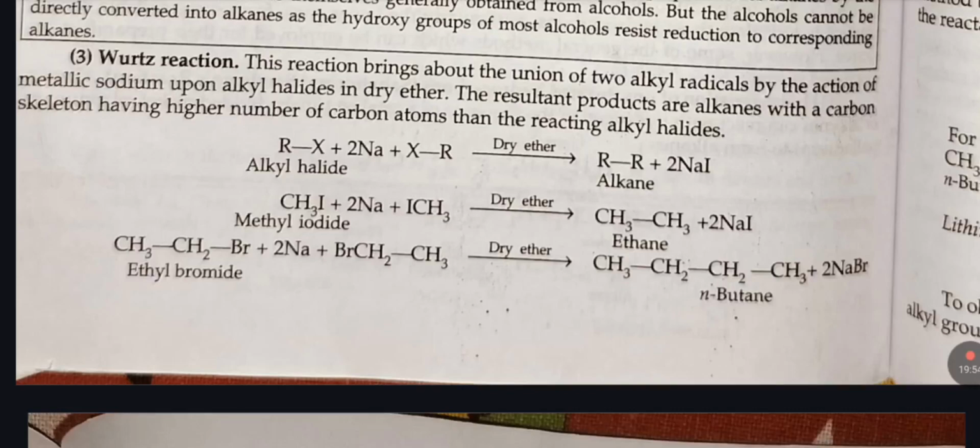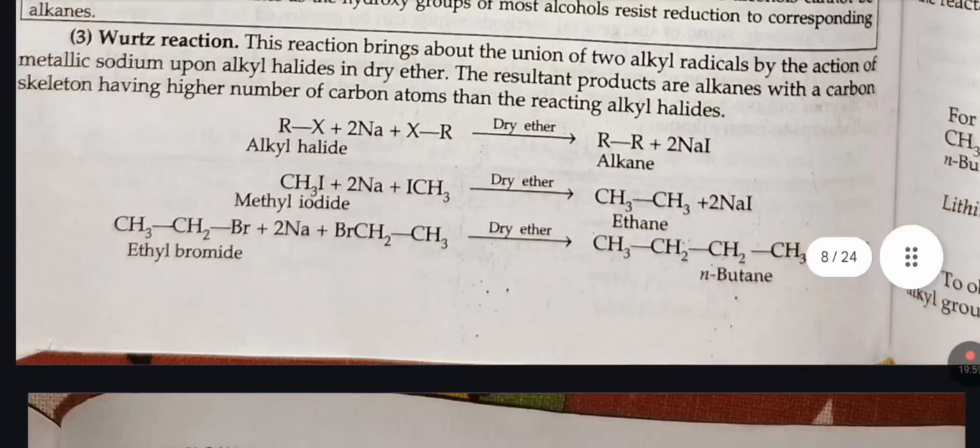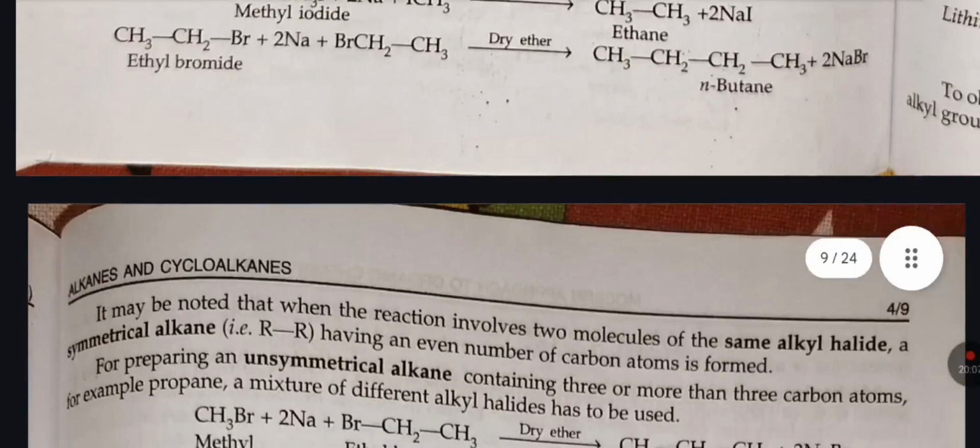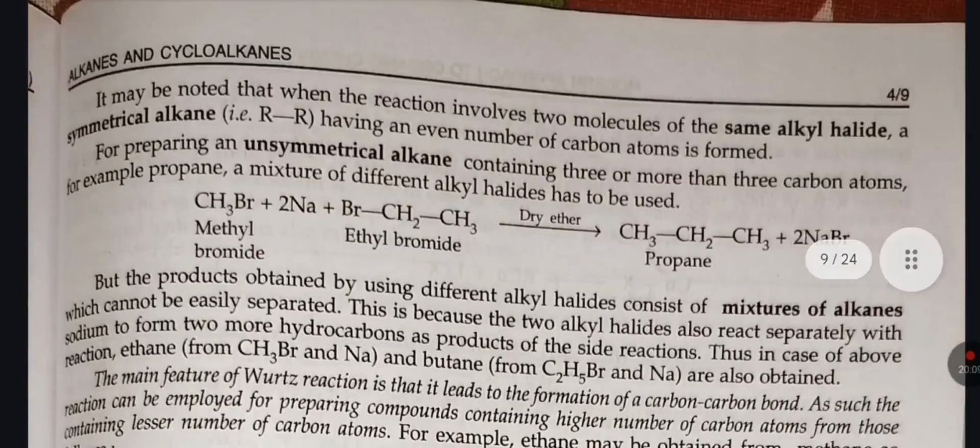Methyl iodide plus 2Na plus ICH3 in the presence of dry ether will give ethane plus 2NaI. Ethyl bromide plus 2Na plus BrCH2CH3 in dry ether will give butane plus 2NaBr. It may be noted that when the reaction involves two molecules of the same alkyl halide, a symmetrical alkane R-R having an even number of carbon atoms is formed. For preparing an unsymmetrical alkane containing 3 or more than 3 carbon atoms, for example propane, a mixture of different alkyl halides has to be used.